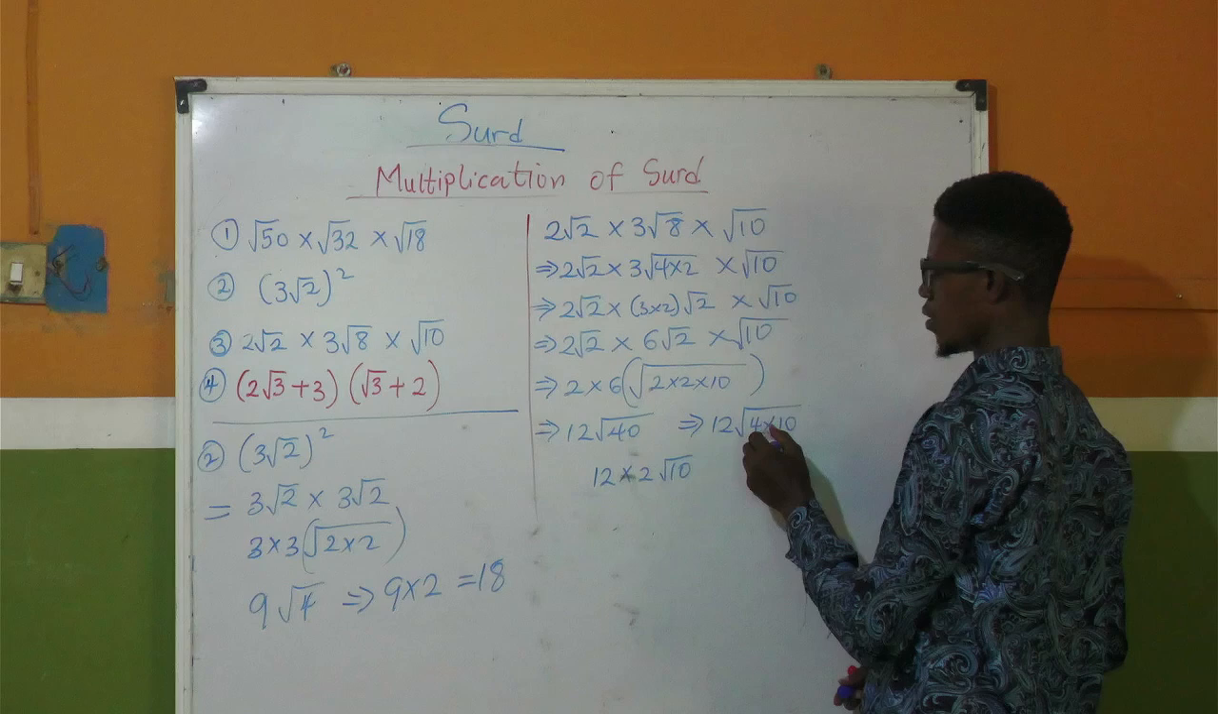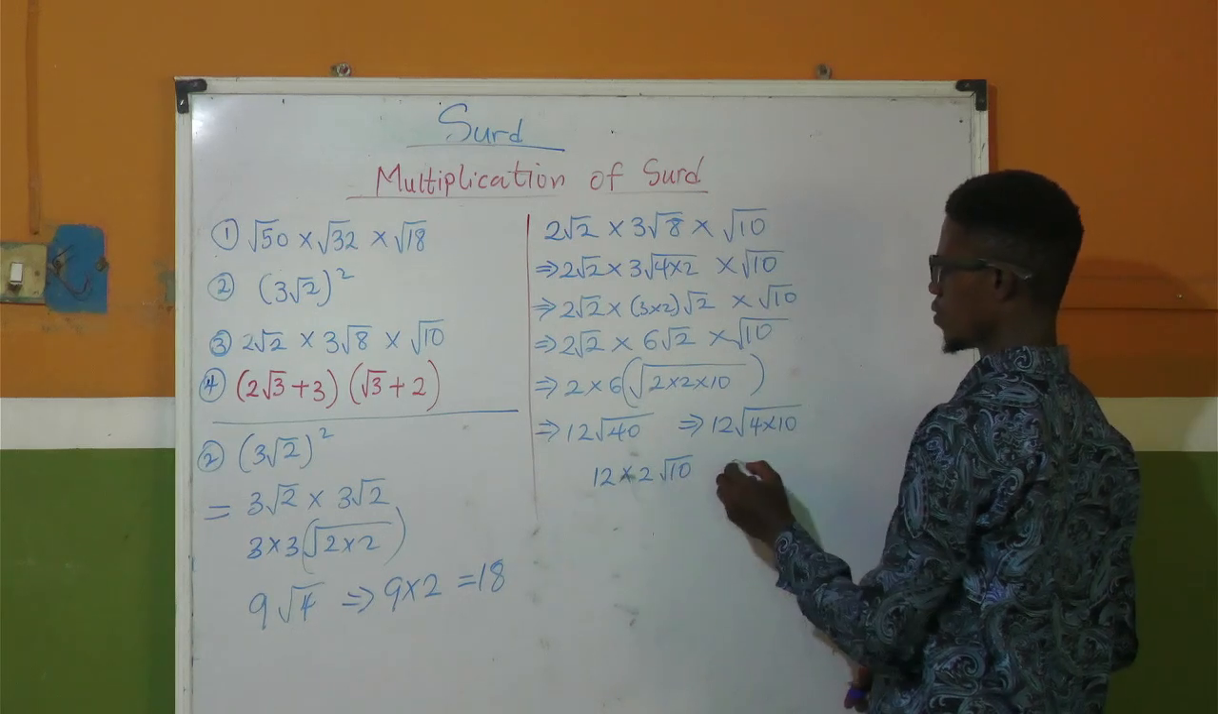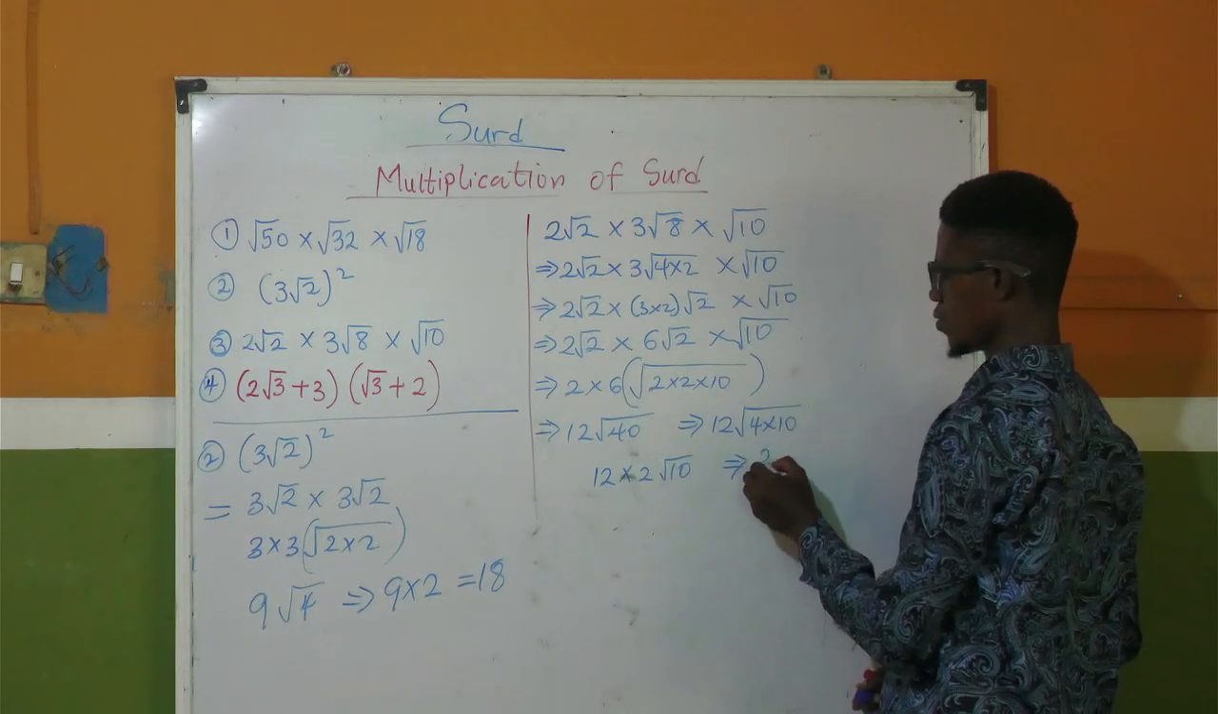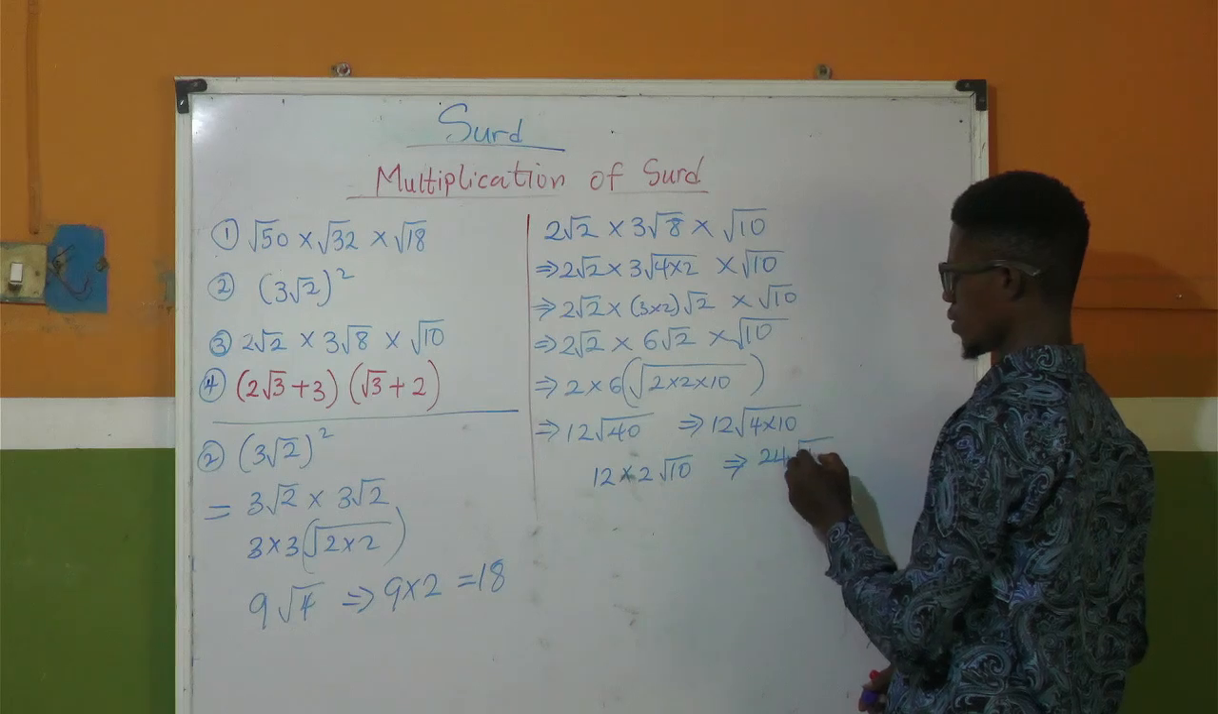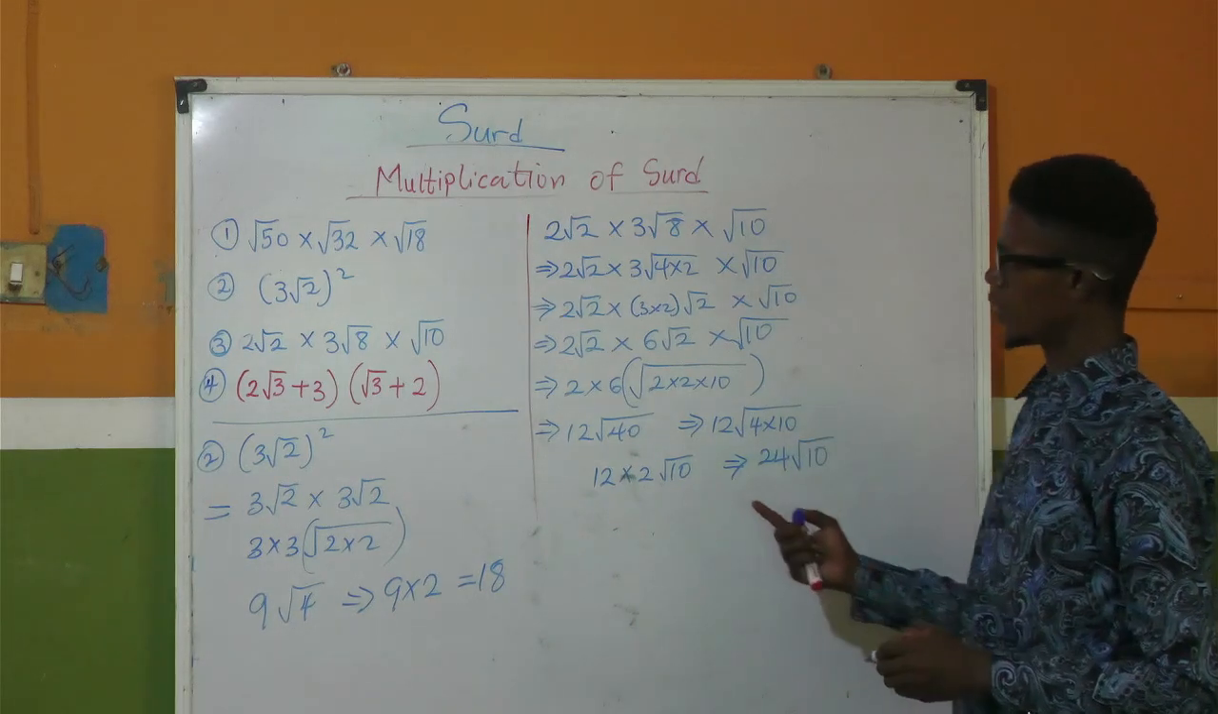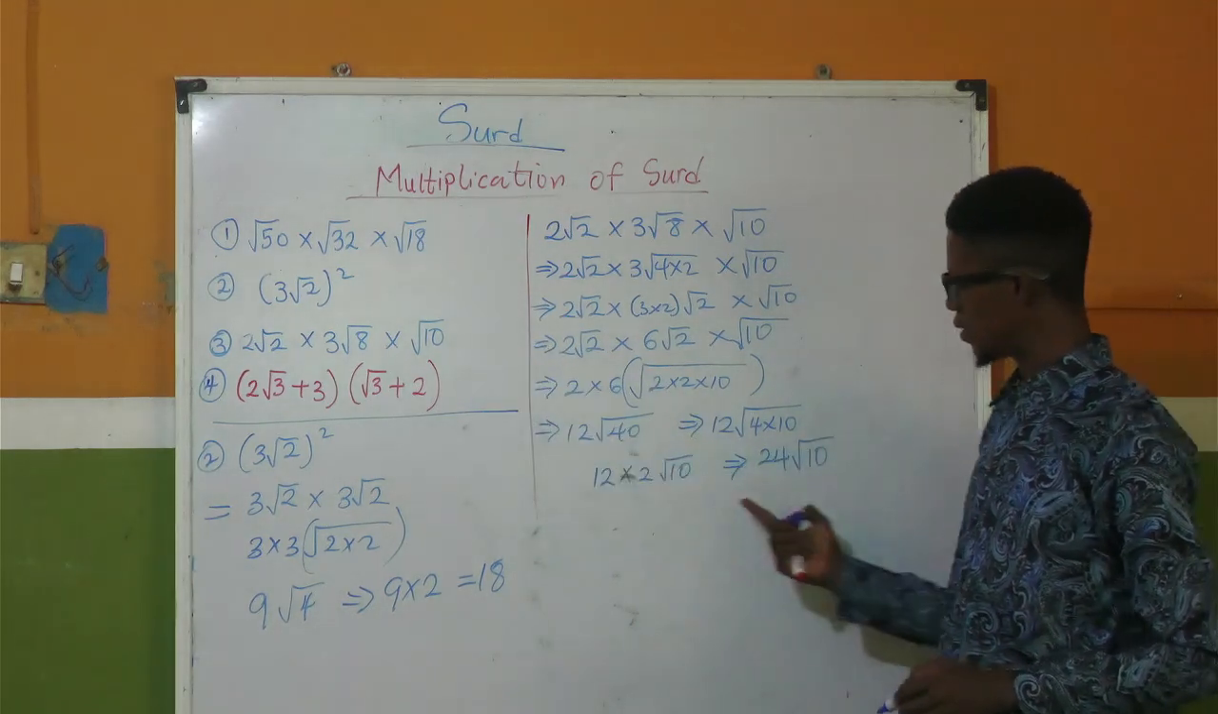So this 4, taking the square root of 4, gives us this 2. So the final expression will be what? 24 root 10 is what you're adding. So simplifying number 3 is this.